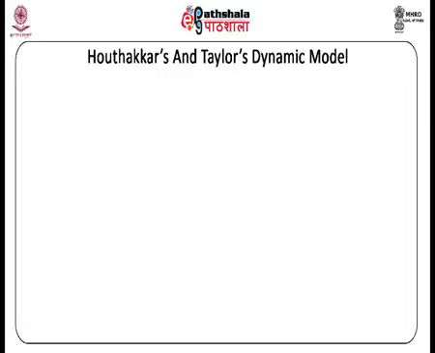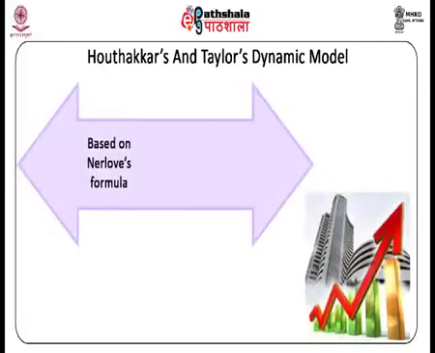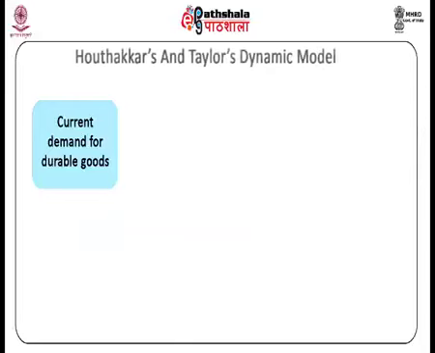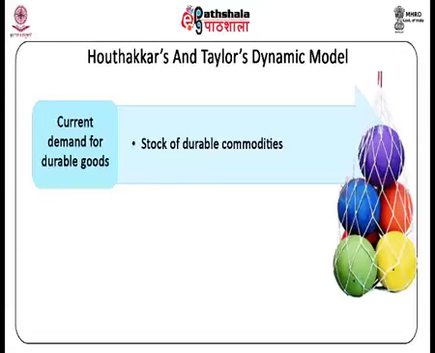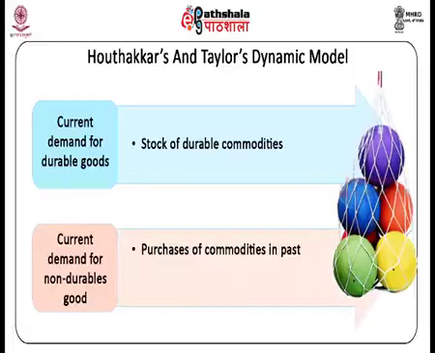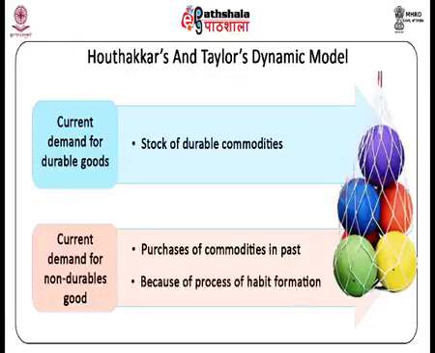The model of Houthakker and Taylor is based on Nerlove's formula. They have extended the analysis of stock adjustment to the non-durable good. The current demand for durable goods depends on the stock of such commodities. On the other hand, the current demand for non-durable goods depends upon the purchases of the commodities in the past. This is so because if the commodity is non-durable, then past purchases represent the habit of the consumer which is acquired by purchasing and consuming the commodity in the past. Thus, this clearly affects the current and future purchases of the product. This would lead to the habit formation process.